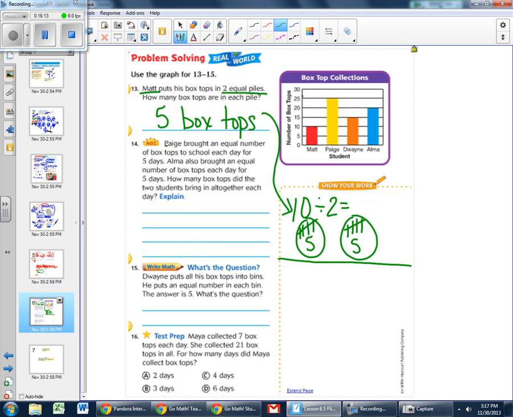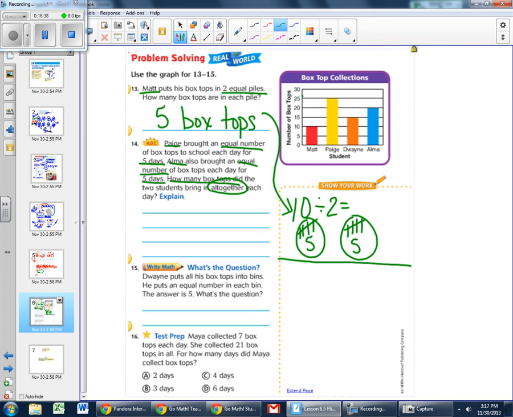So Paige brought an equal number of box tops to school each day for 5 days. Alma also brought in an equal number of box tops for 5 days. How many box tops did the 2 students bring in all together each day?